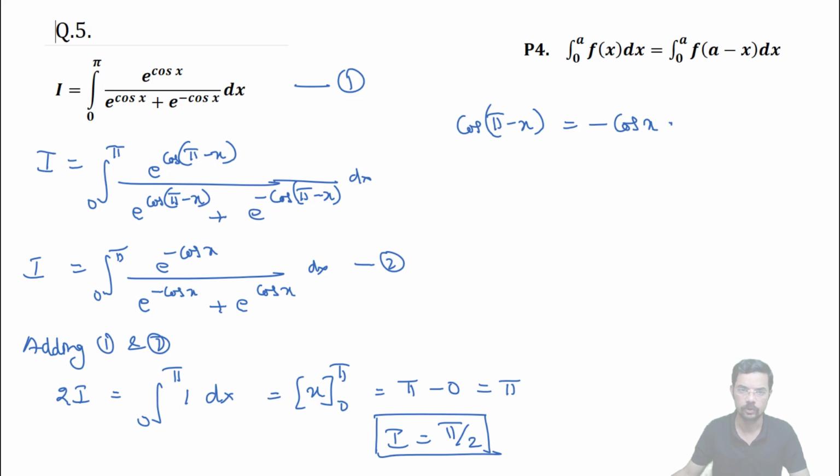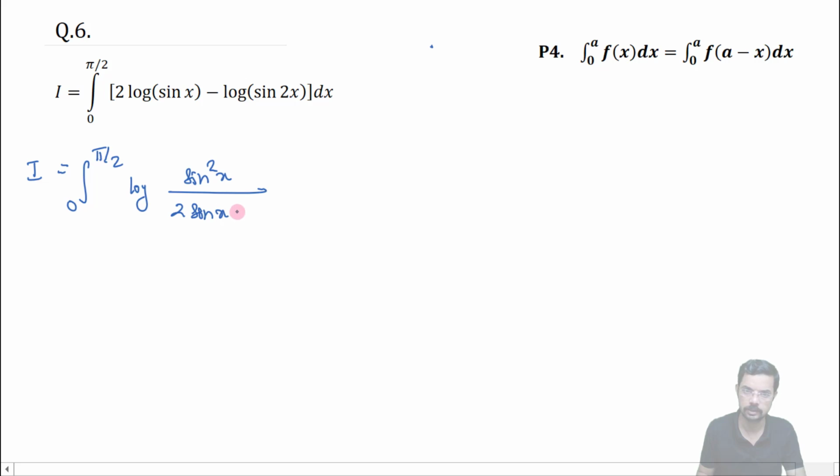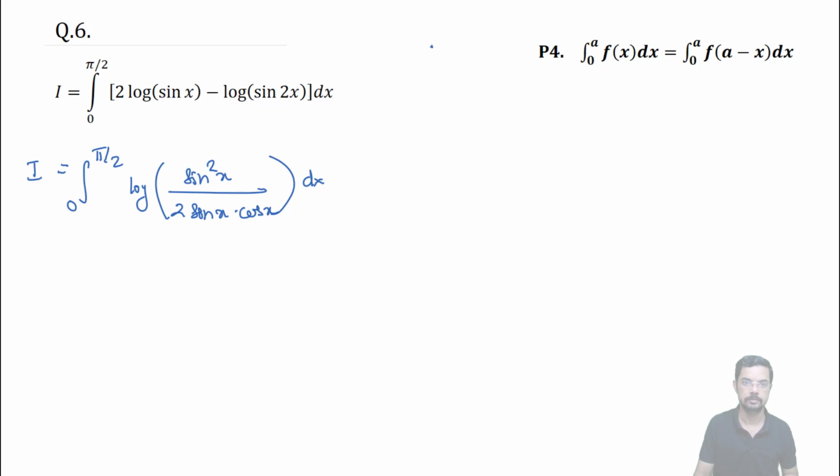Fine. Now let us move on to the next question. Here in this question, we shall apply the properties of log to simplify this expression first of all. So this is your I, which can be written as log of sine x the whole square, so that is sine square x. The numerator becomes sine square x, and the denominator can be taken as sine 2x, which can be written as 2 sine x into cos x. And one sine can be cancelled.